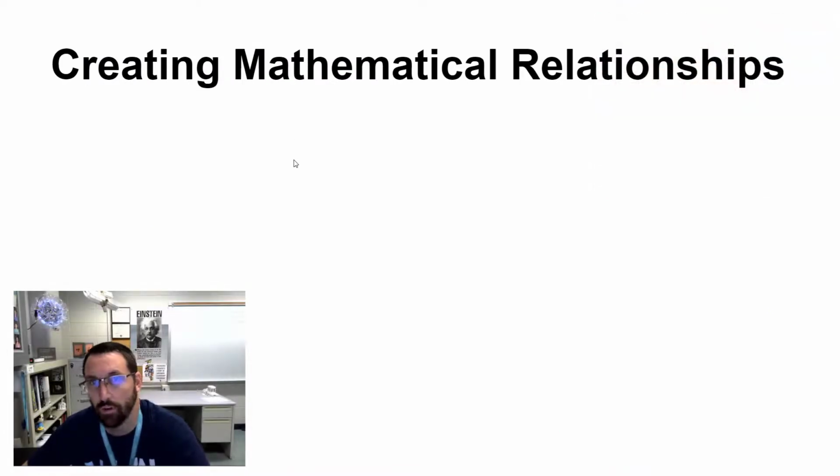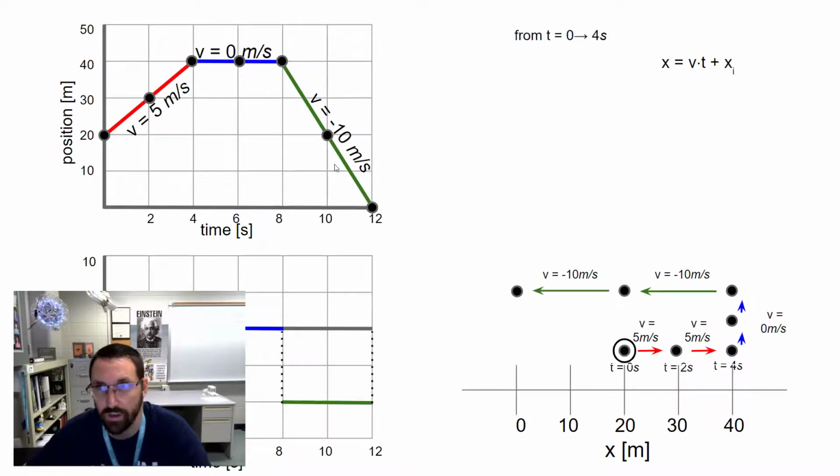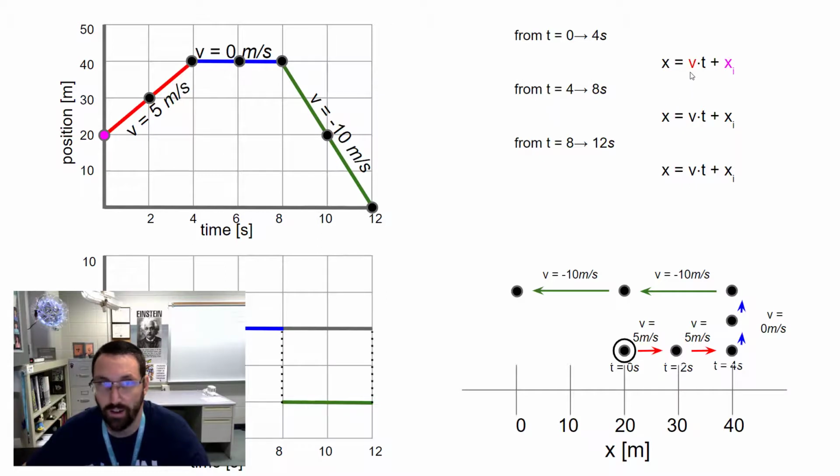We can also create mathematical relationships. So I'm going to use the generic equation, x equals velocity times time plus initial position. This is another way of rewriting the velocity formula, except solving it for x. So from 0 to 4, from 4 to 8, and from 8 to 12, we have 3 different equations. In the first section, we have a velocity of 5 and an initial position of 20. So I change my equation to x equals 5 meters per second times time plus 20. And if I plugged in any of those first 4 seconds, it would give me the actual location of where the object is.